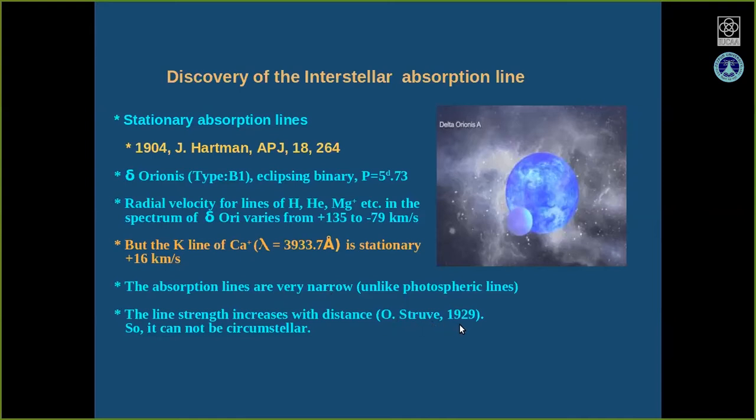Then Ostrov, in 1929, also found that the line strength increases with distance. Line strength increases with distance. It is a very interesting fact. So if the line strength increases with distance, then it should not be a circumstellar line. Its origin should not be the star, right?